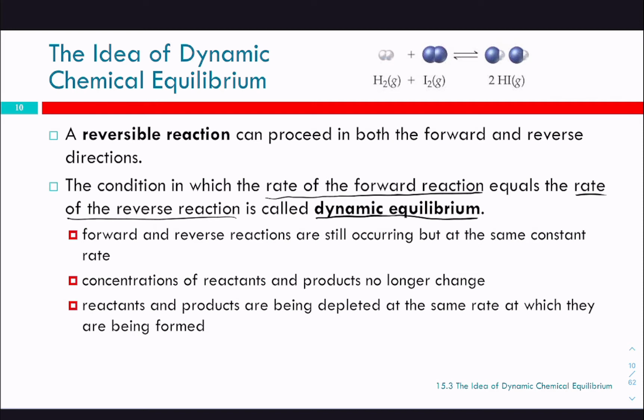So the key here is that these reactions are still occurring, right? They don't stop. We don't hit equilibrium and then everything freezes. They're just balancing each other out. So because the forward and reverse reactions are at the same rate, the concentrations of reactants and products no longer change. Because every new product that gets made just as quickly gets turned back into a reactant.